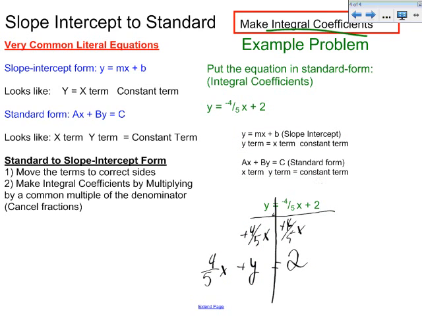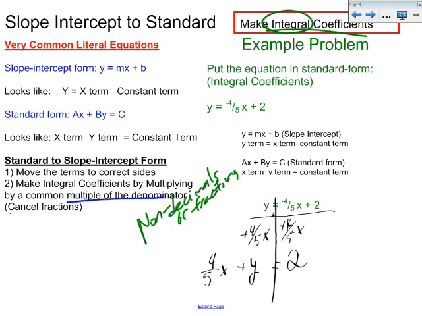Integral, just think the word integer, which is non-decimal. Non-decimal coefficients, and coefficients are the numbers in front of letters. Alright, so we want all non-decimals or non-fractions. We want all integers. Alright, so this is where we use that trick on getting rid of fractions in an equation.